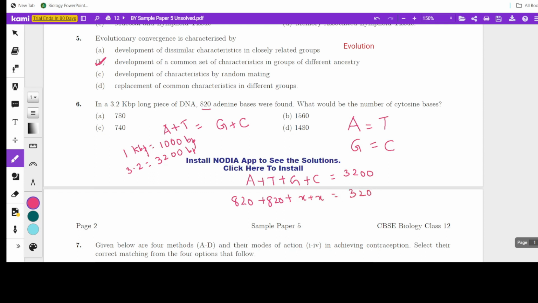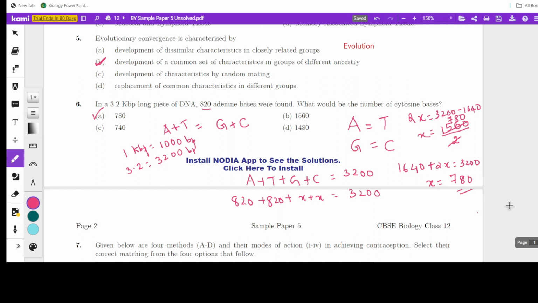3200. So you get 1640 plus 2x is equal to 3200. And you will get the value of x as 780. You can calculate it in a different way also, but I've opted for this method. So the answer is 780.